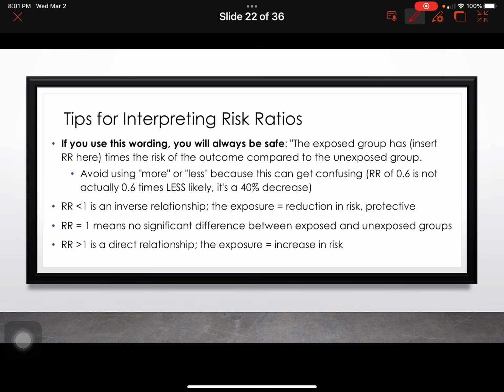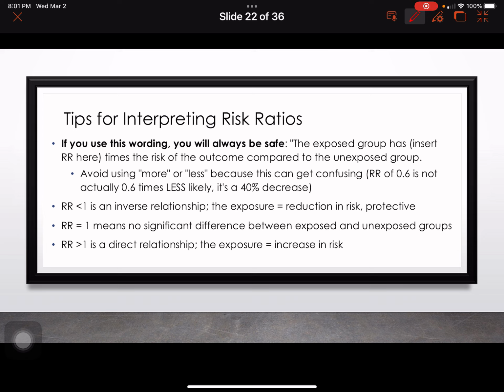Interpreting risk ratios can sometimes be a confusing area for Intro to Epi students, so here are some tips that may help. Using the following wording in your interpretations will always be safe, whether the exposure is harmful or protective. You say the exposed group has blank times the risk of outcome compared to the unexposed group. It's important to avoid words like more or less because this causes confusion. For example, if our risk ratio was 0.6, like in our last example, it does not mean 0.6 times less likely. It's actually illustrating a 40% decrease.